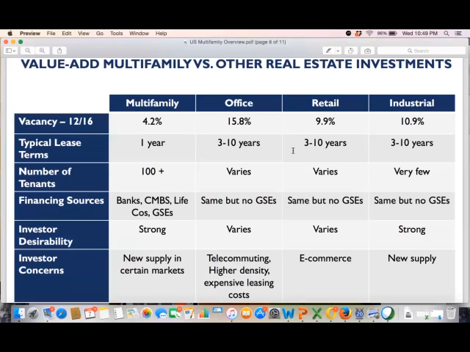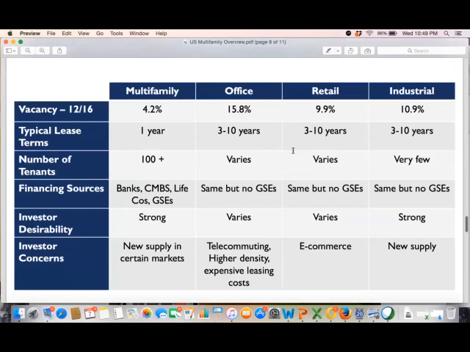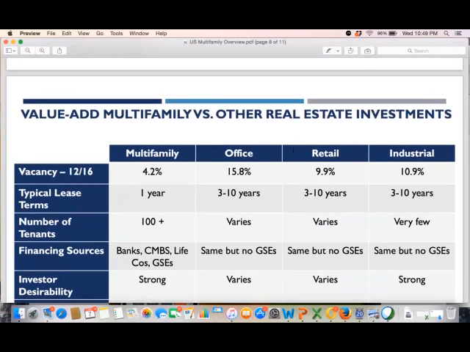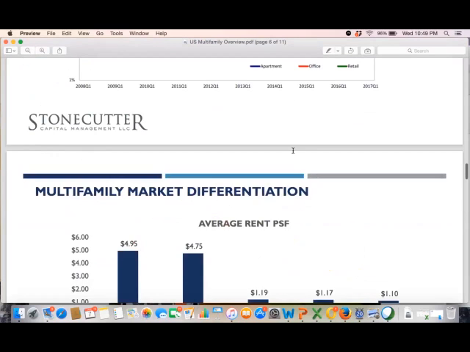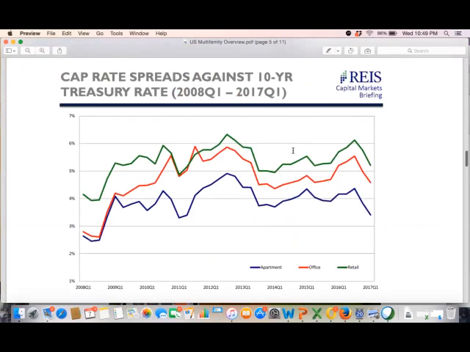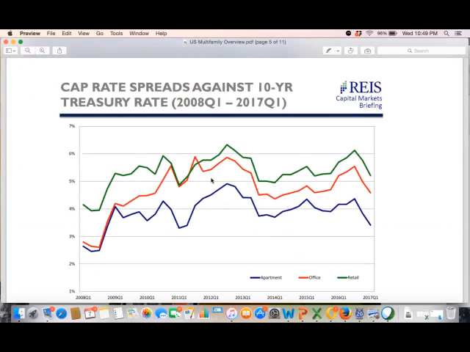So hopefully that answers the question. But I think that you're seeing generally, going back here, cap rates by region. Here, cap rate spreads. See, they move similarly, but overall, multifamily has been better than office, which has been better than retail, and there have been movements over the years.